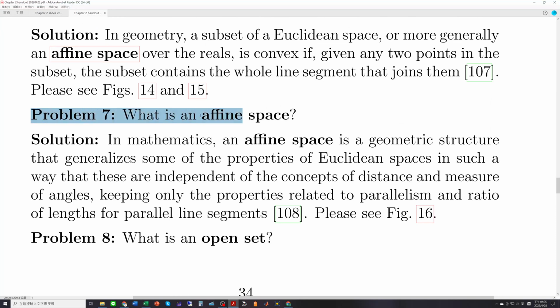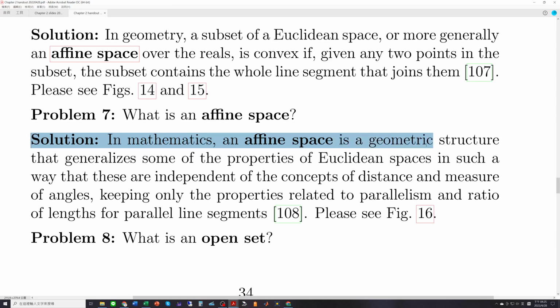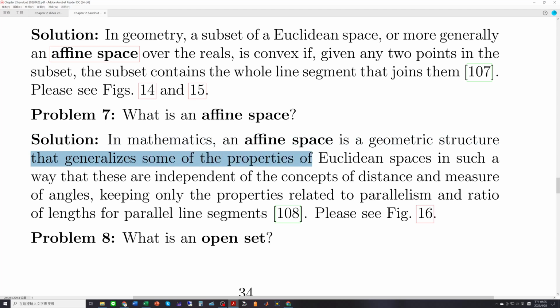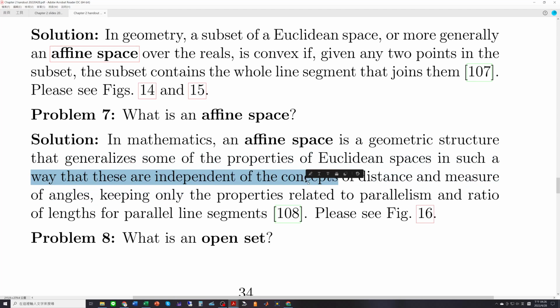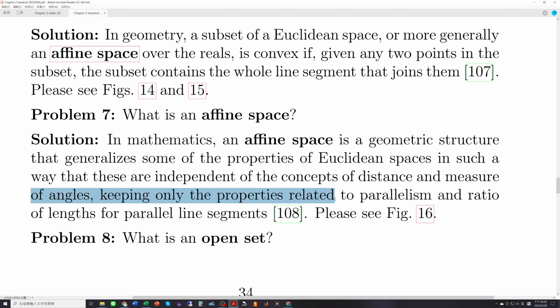Okay, problem 7. What is an affine space? Solution: in mathematics, an affine space is a geometric structure that generalizes some of the properties of Euclidean spaces in such a way that these are independent of the concepts of distance and measure of angles, keeping only the properties related to parallelism and the ratio of lengths for parallel line segments. Please see figure 16.